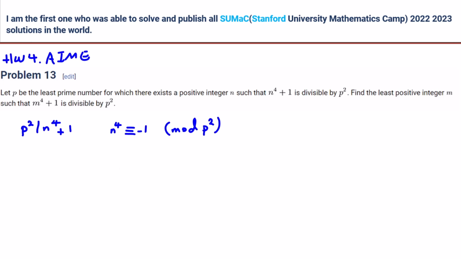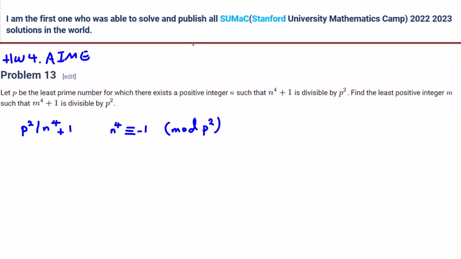Okay. So find the least positive integer m such that m to the 4 plus 1 is divisible by p squared, where p is the least prime number for which there exists an integer m. Can you tell me what you have done for this problem? I wrote it in this mod format, basically. But look, at first it says p is the least prime number, right? So we should find p first.